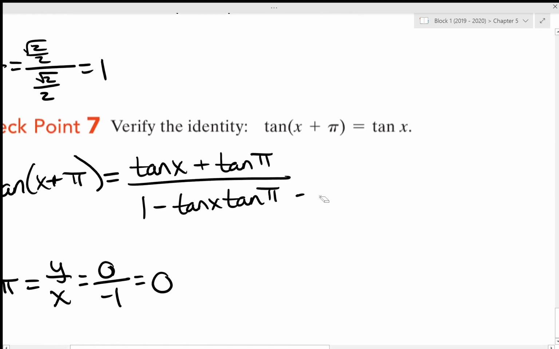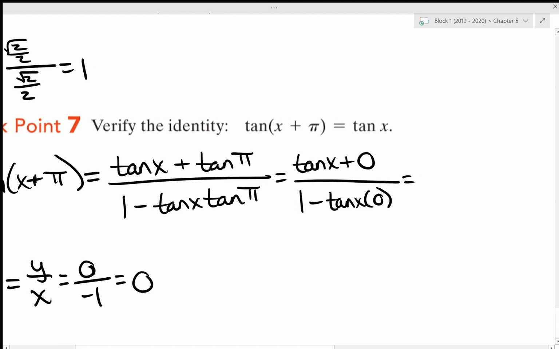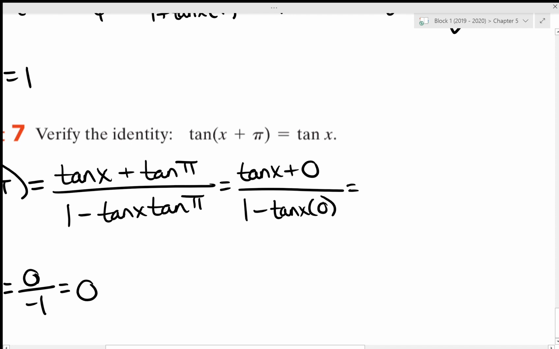So tangent x plus tangent pi. Oh, I said I was going to replace it with 1 or 0. I'm okay. So plus 0 all over 1 minus tangent x times 0. Now, tangent x plus 0 is just itself, right? Because anything plus 0 is itself. So it's just going to be tangent of x, which makes us happy because look at what we have over here, right? So we're heading in the right direction.